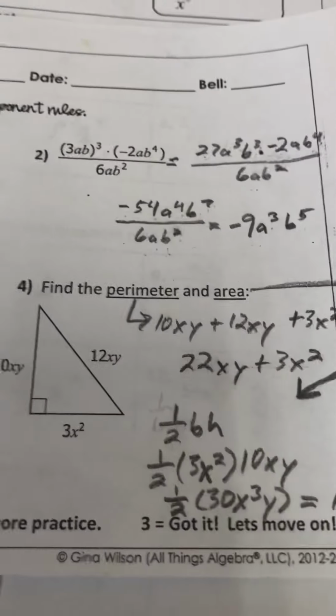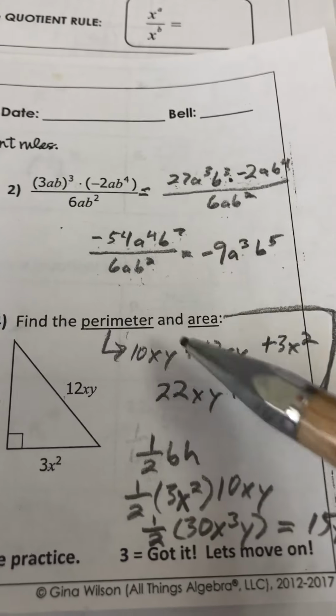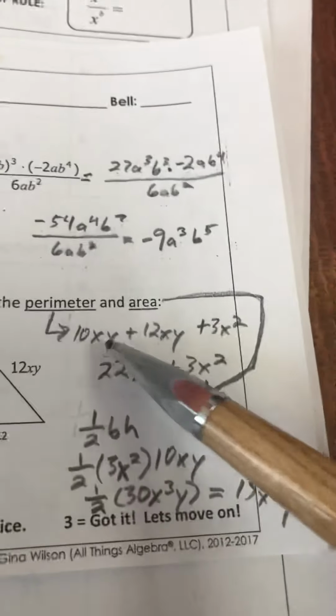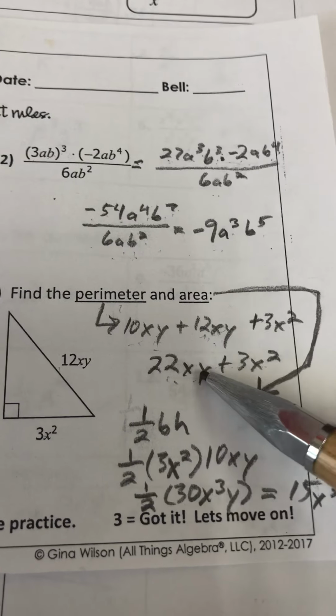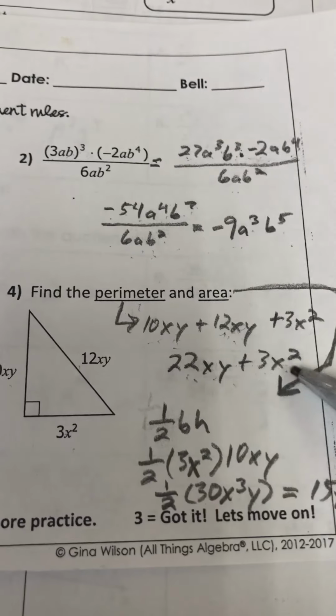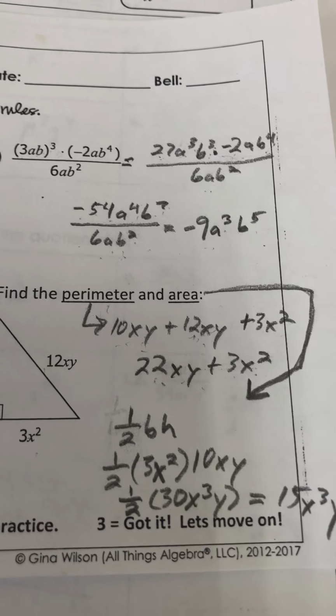Okay, for number 4, I have the perimeter. You're just adding up all these, so I add up, and I can only add up the like terms, kind of like what I did here. I subtracted the like terms. I can only add up the like terms. 10 plus 12 is 22xy now. And I still have that 3x squared in the back there that I just leave. That's as far as I can go with the perimeter.